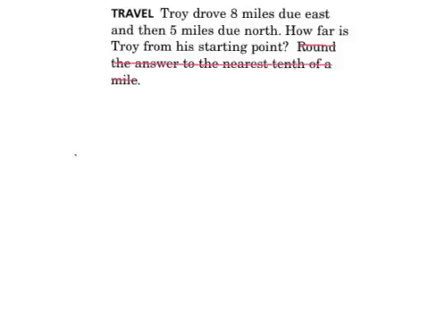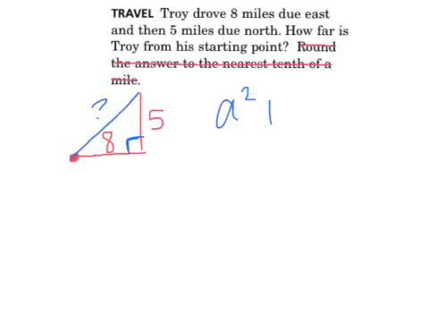So here's Troy's starting point right there. And it says he travels east. Okay, east would be this way, 8 miles. So that is 8 miles. Now he travels north, which would be up, and he travels 5 miles. And what we want to know is, what is his distance to his starting point? So right there. Again, we are finding the hypotenuse. There's that right angle. So now that we have our picture, let's figure out what that hypotenuse is.